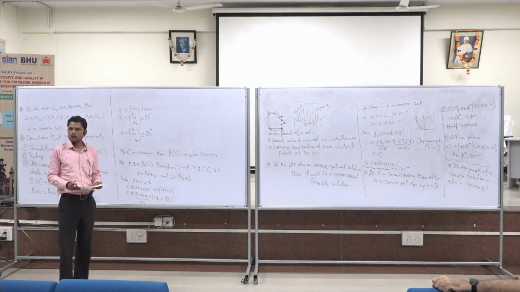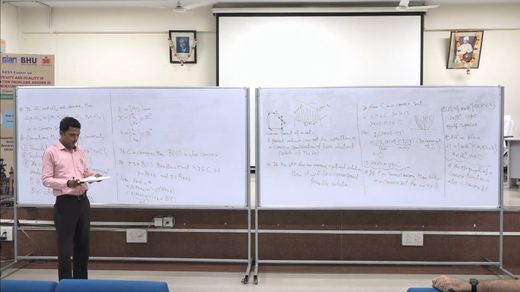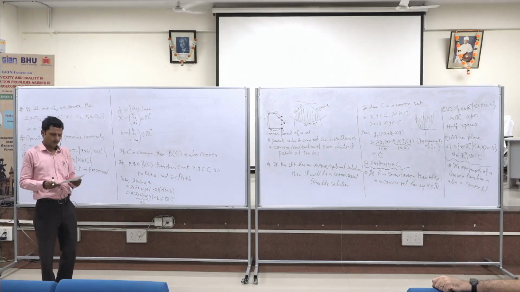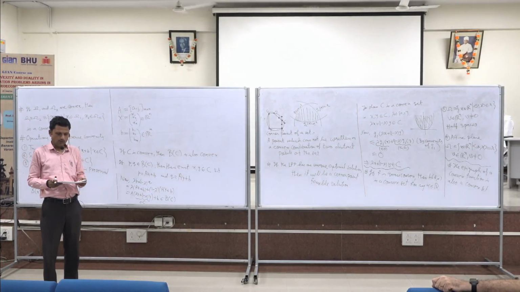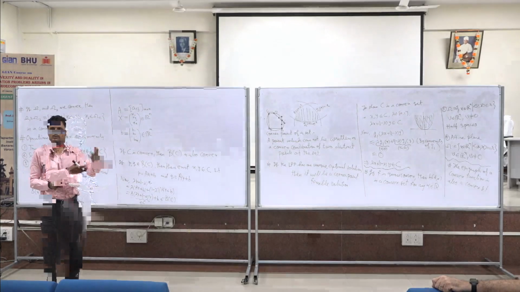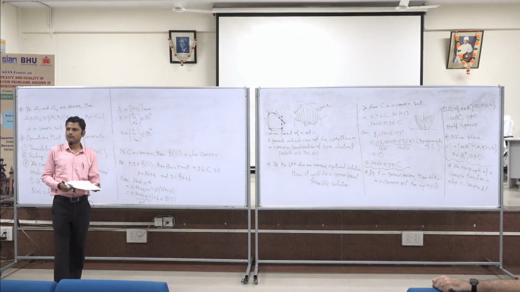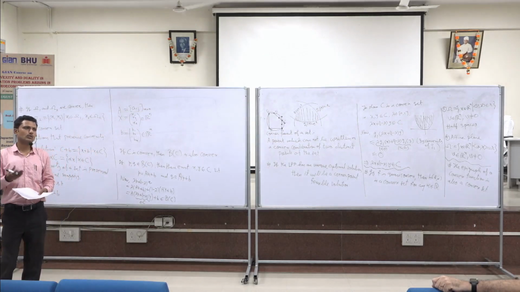Similarly, if you add two convex sets, maybe we stop here, and then in the next tutorial we can discuss more about convex sets and convex functions. We will try to find out how we are getting the KKT conditions. Okay. If you have any question, you can ask.